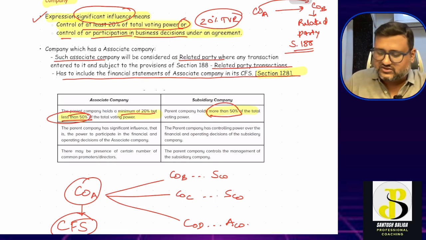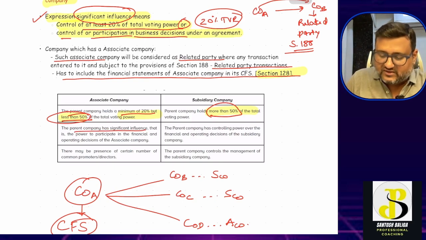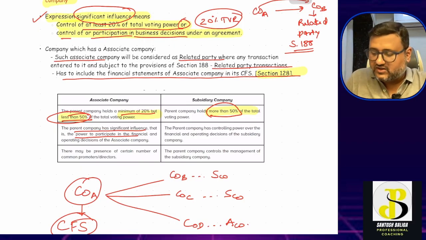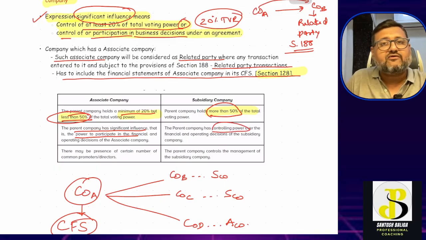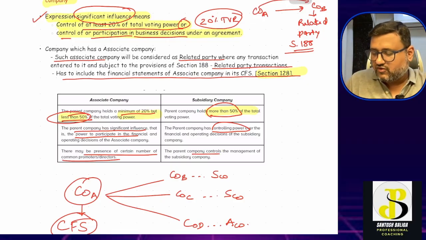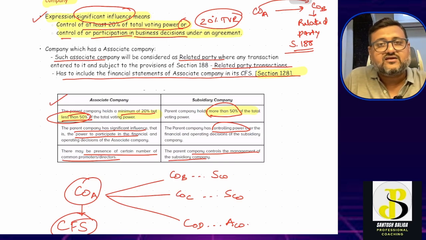So you have understood this one particular point. The next thing is that a parent company has a significant influence, that is a power to participate, but not full control. Okay, so in case of a subsidiary company, it is a controlling power. Controlling power means it has full control over the other company, that is the subsidiary company. There may be the presence of a certain number of common promoters and directors, but in case of a subsidiary company, the holding company has full control over the management of the subsidiary company. Okay, so these are the distinctions between an associate company and a subsidiary company.